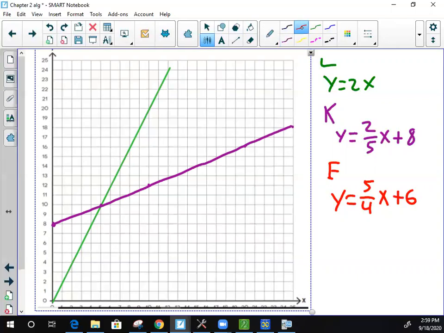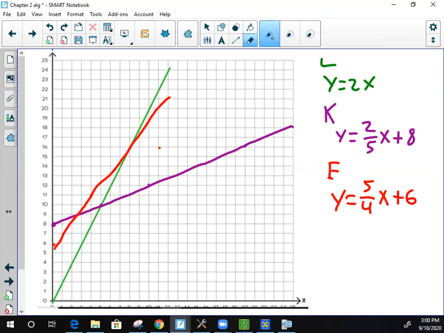And lastly, we'll do Evie's. Evie is starting at 6. She's going over 4, up 5, over 4, up 5, over 4, up 5. And her graph will look like that. And those are all 3 graphs of the 3 racers.